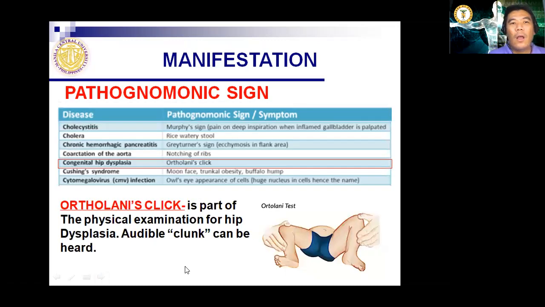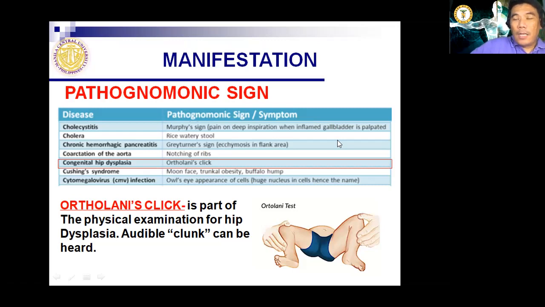Next. How about cholecystitis? From the term itself, chole, gallbladder. Usually, we are talking about cholecystitis if there is Murphy's sign. How will you consider that? If there's pain on deep inspiration when the inflamed gallbladder is palpable. Example, your gallbladder is located on the right side, lower.